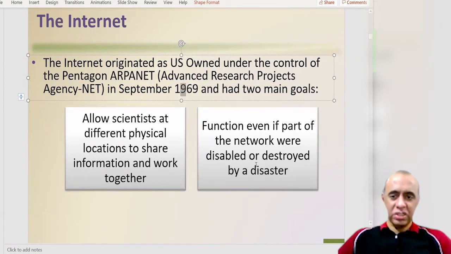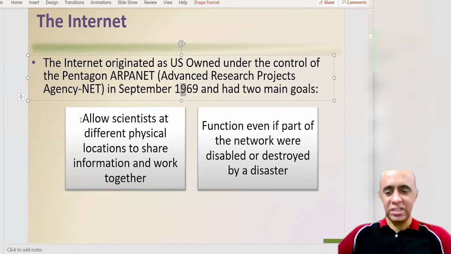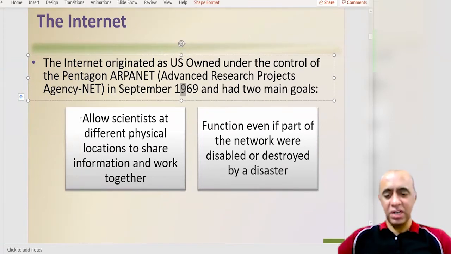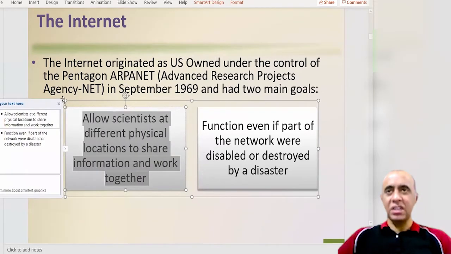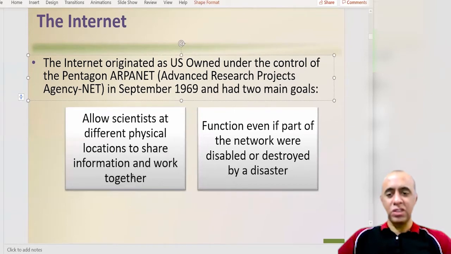They had two locations, two states or two cities in the United States. They had collections of computers, and they connected both of those collections using a network, and that network became ARPANET, which later formed into the internet. The objective of starting this was to allow scientists at different physical locations to share information and work together, and it did.